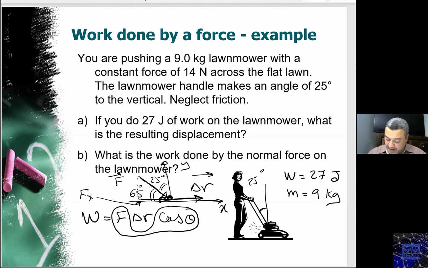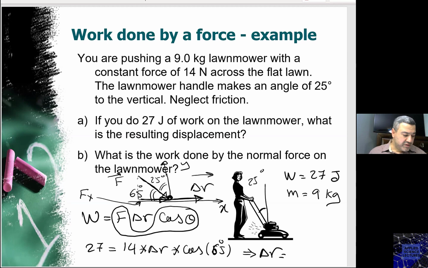However, if I apply this equation right away, it's been already taken care of by putting the 27 equals to 14, I need delta R times cosine 65 degrees. This means delta R equals to 4.6 meters.